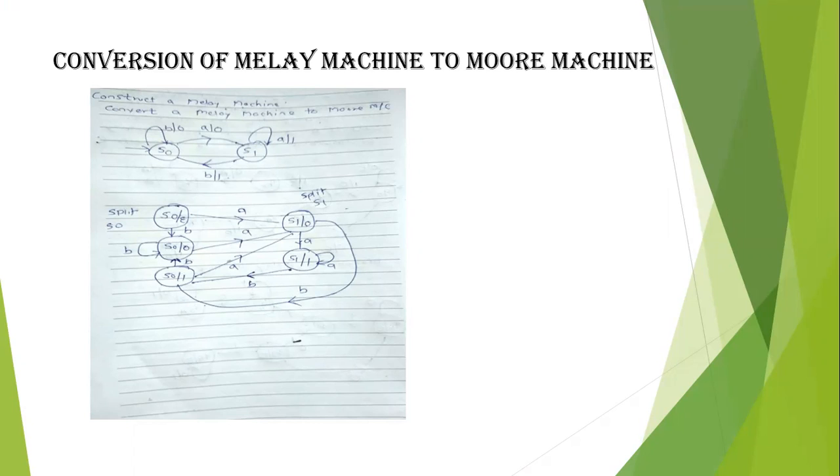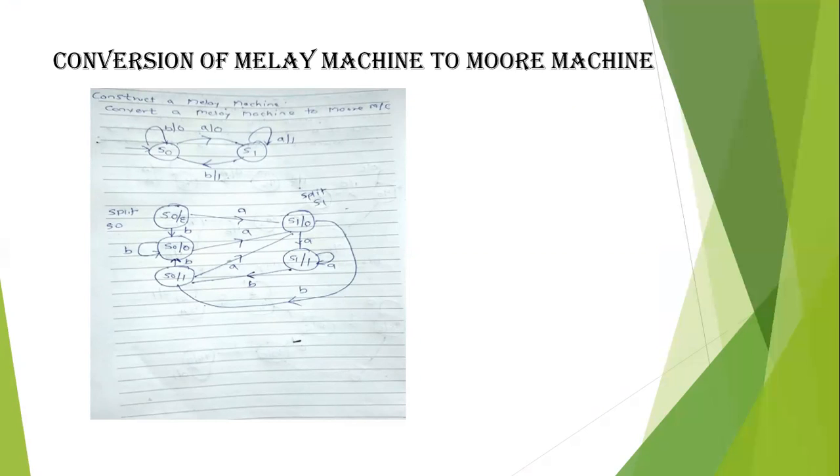Here you can see that state S0 has input B and output 0. State S1 has A as input and 0 as output, as well as it has a self loop, that means A as input and 1 as output. Similarly, S0 also has an incoming arrow from B/1, that means B is input and 1 is output.